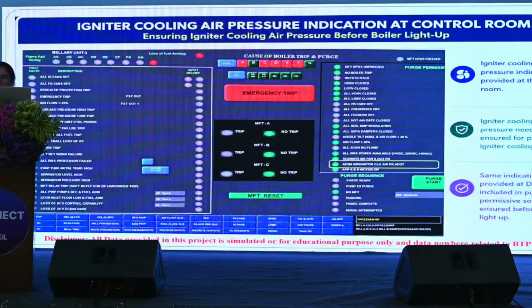and this is hooked up to the DCS. And we have given this the purge permissive. Unless and until we ensure that there is proper air cooling for the igniter guns, there is no permissive given to purge the boiler.